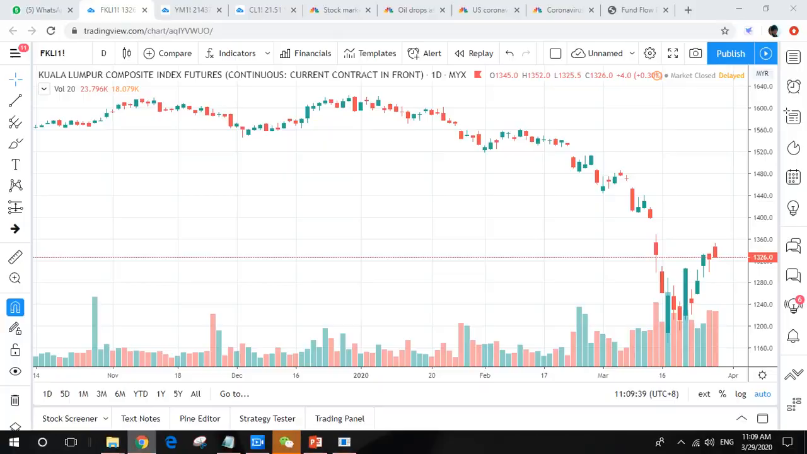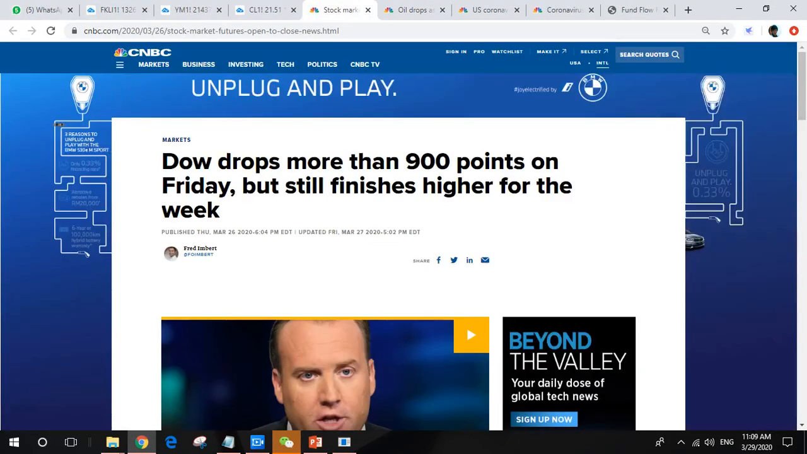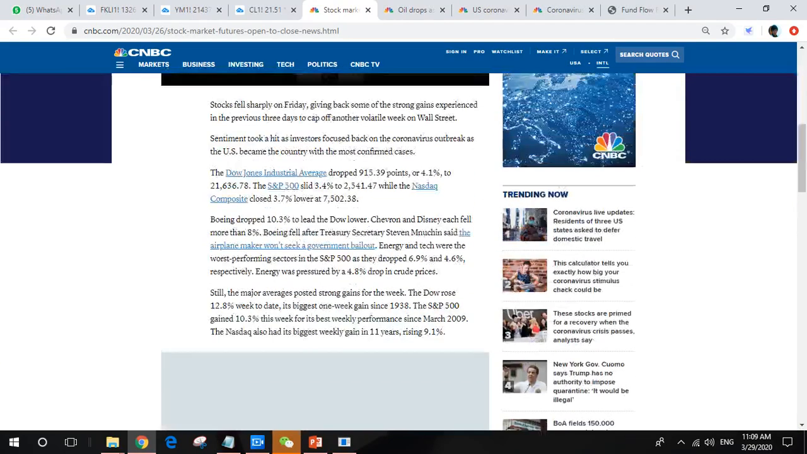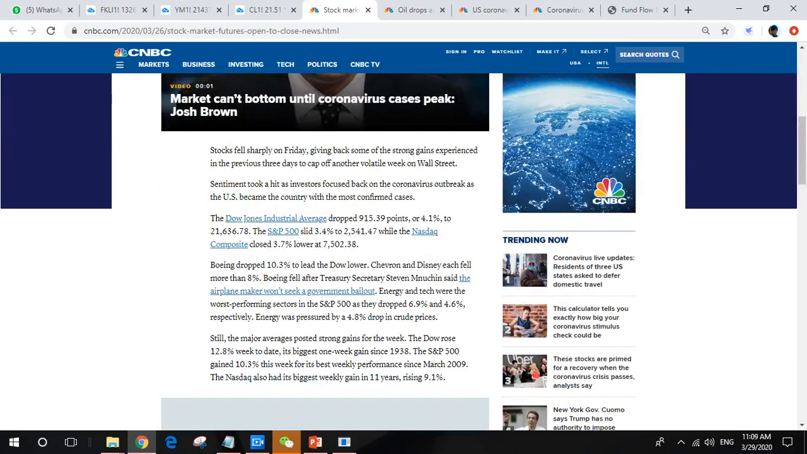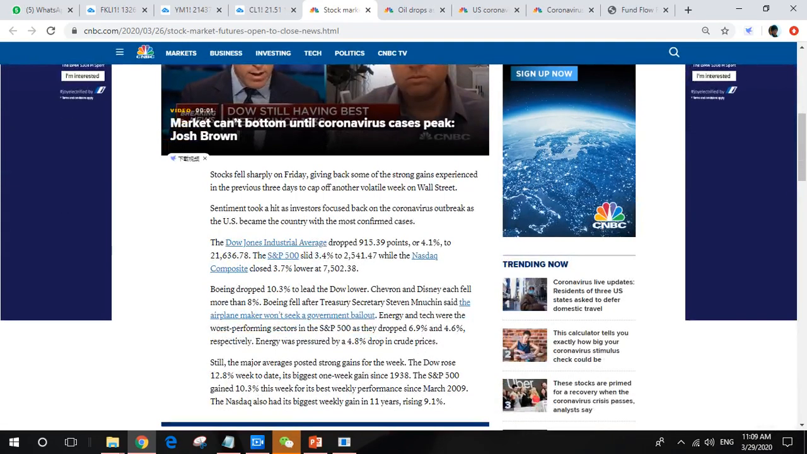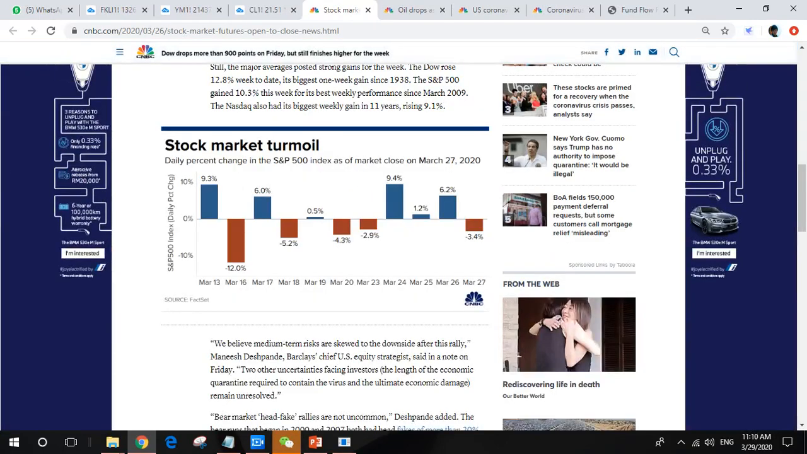If we search the news, we can see here the Dow dropped more than 900 points last week. So what are we going to do for next week? We can see that the sentiment overall is still bearish. The negative drivers are more than the positive, and it is also reacting in the market.